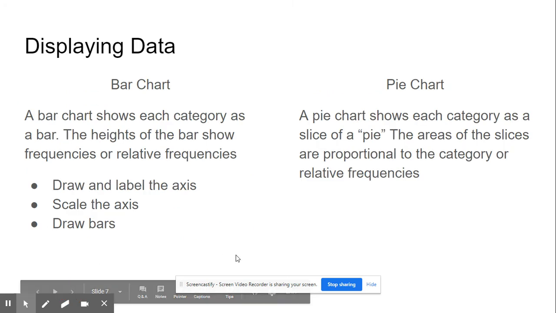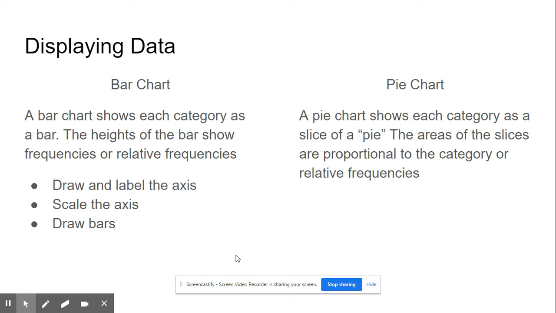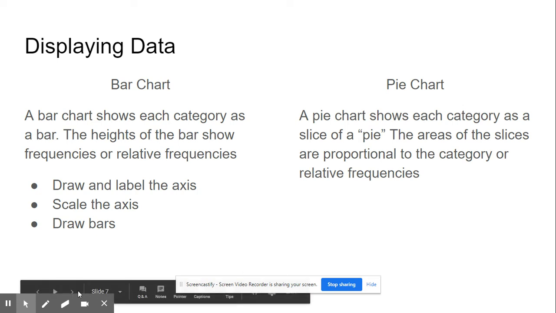When we display data, there are two common ways to display data. There's a bar chart and a pie chart. A bar chart shows each category as a bar. The heights of the bars show frequencies or relative frequencies. And to create a bar chart, you draw and label the axis, you scale the axis, and then you draw different bars. A pie chart is what you think. It's a chart where each category is a slice of a pie. The areas of the slices are proportional to the category or relative frequencies.